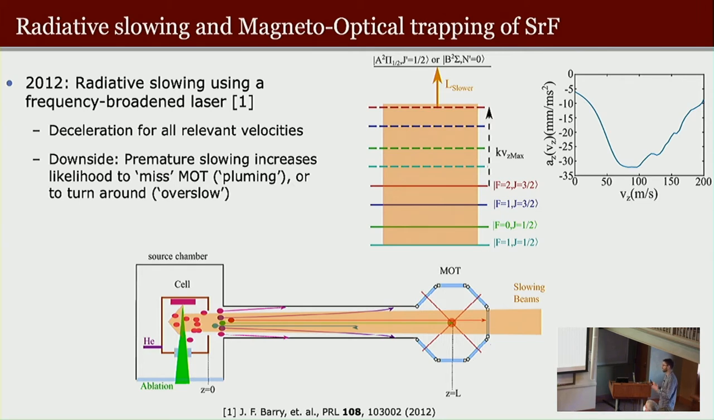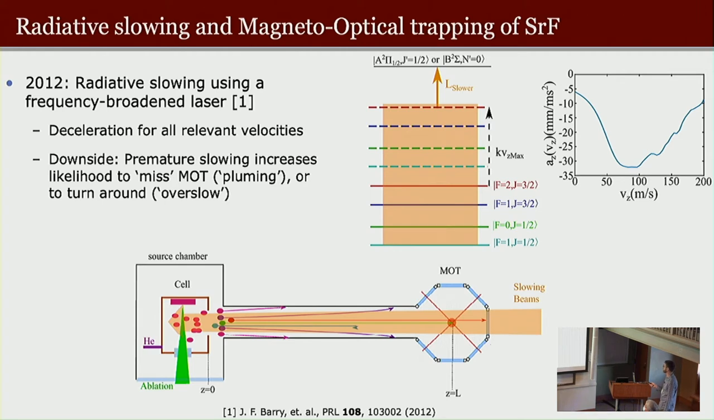to compensate for your Doppler shift as you slow your molecules from the cell as they become loaded into the MOT, what you can do instead is just spectrally broaden your laser profile, symbolized by this shaded orange here, such that it covers the whole hyperfine structure of your molecule, both at v equals 0, symbolized by the solid lines, and at some maximum velocity that you want to slow down from. And this creates a very broad slowing profile.